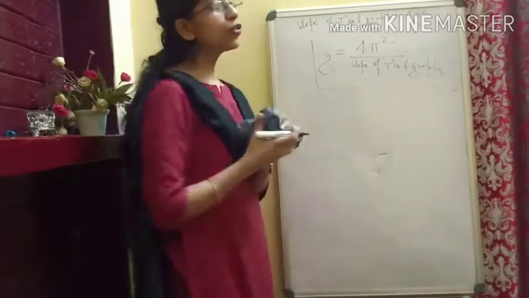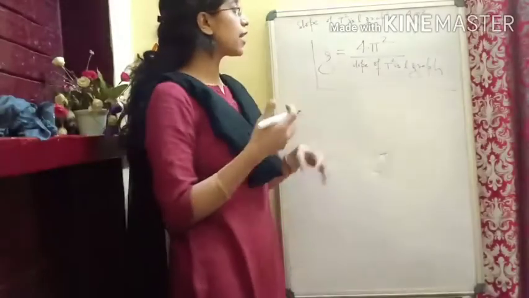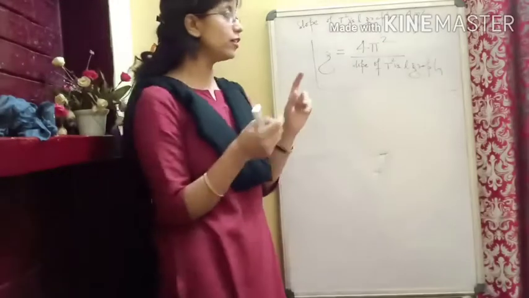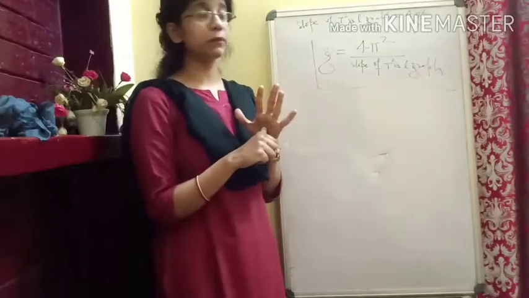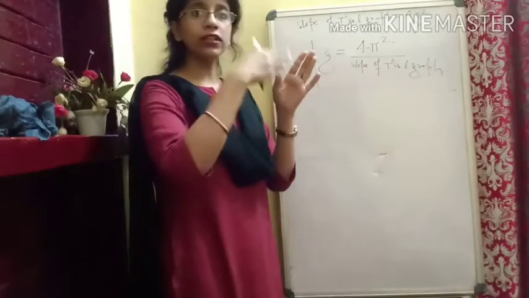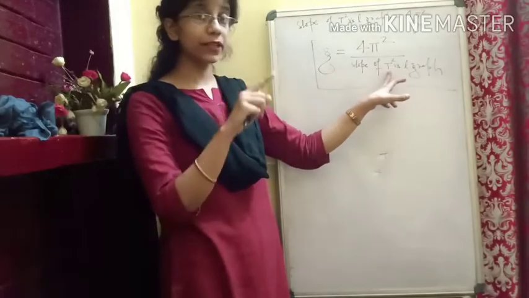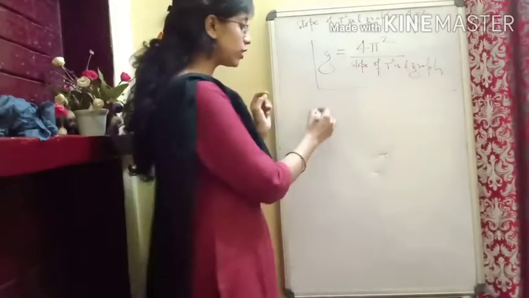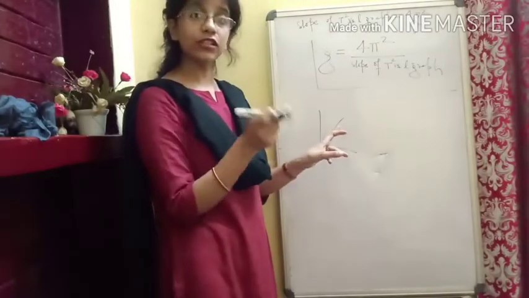Okay, so now you see that we were calculating the time period, and here we have an expression for acceleration due to gravity. We can calculate acceleration due to gravity using the time period of a simple pendulum. When we draw the graph of T square versus L, where T is the time period and L is the effective length of the simple pendulum, we can draw the graph. And when we draw the graph, can we calculate the slope?